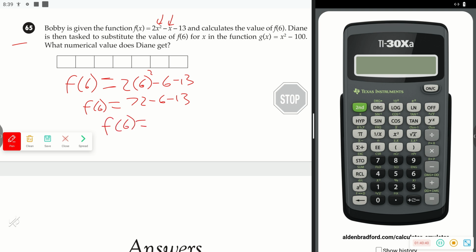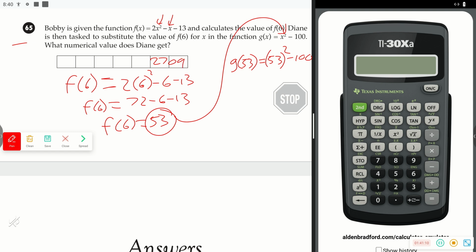F of 6 equals 53. So we have to plug this value into the g of x term. Now we have g of 53 equals 53 squared minus 100. So if you do 53 squared, it would be 2809 minus 100. The answer is going to be 2709. That's the answer that they were looking for.